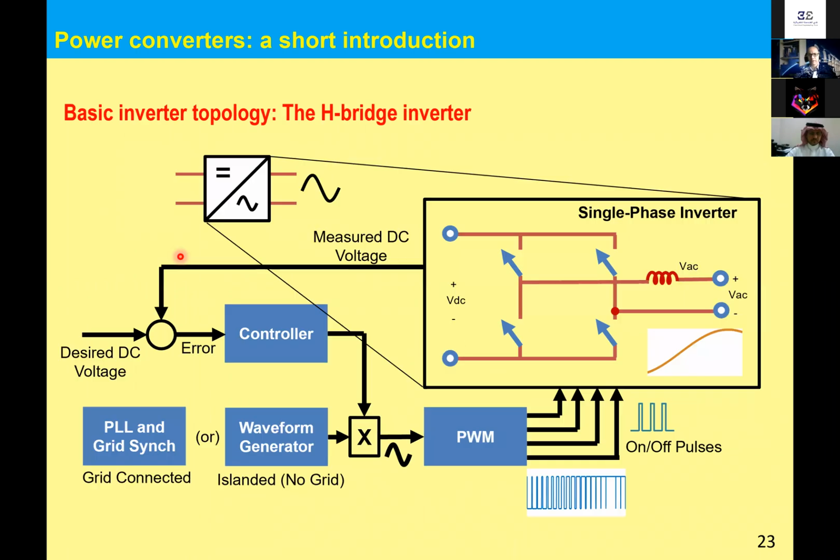So this is another kind of power electronics converter topology. This is an inverter, the basic inverter topology, which is called the H-bridge inverter, and its operation is very similar to DC-DC converters. The only thing different is that it converts a DC input to an AC output. So we have at the input maybe a PV generator or maybe a DC bus, and the output of the inverter, in this case a single phase inverter, is a sinusoidal AC signal.